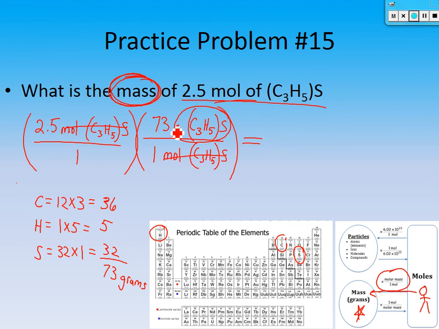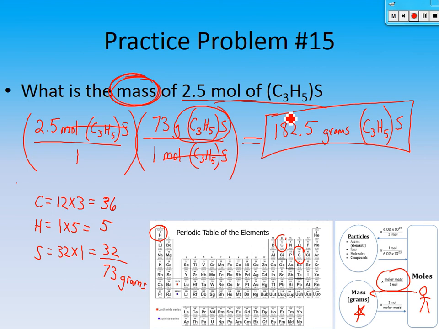2.5 times 73 is 182.5. And 1 times 1 is 1, so I'm just going to keep it as that. And now my units is going to be grams of C3H5S.